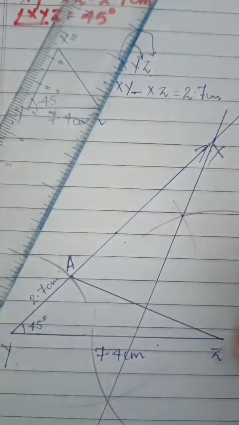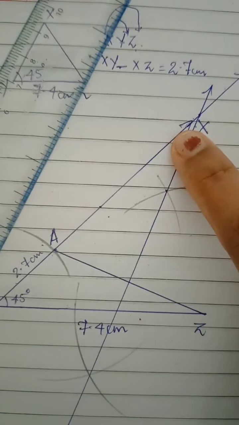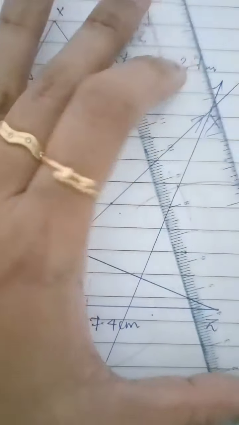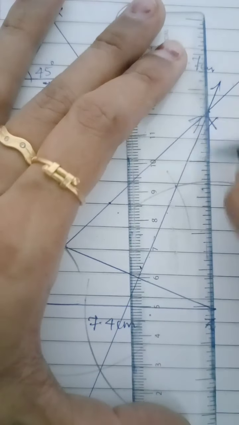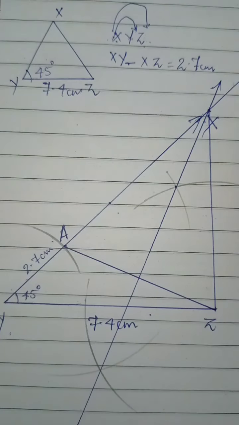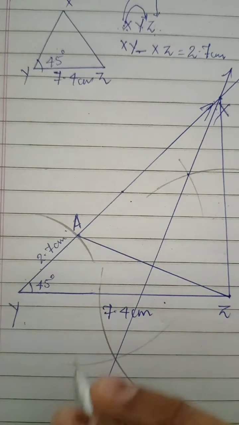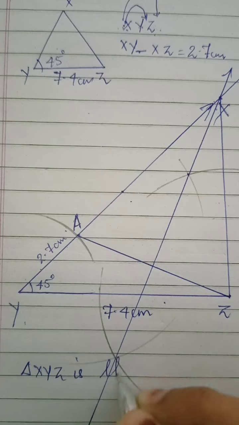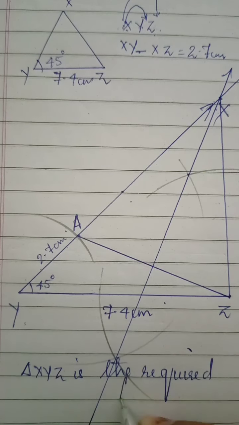X, Y, Z. Okay. This is our point X. What we got? X, Y and Z. So we have to join X and Z. Point of intersection, that is point X. Now we have our triangle XYZ ready. Write down: triangle XYZ is the required triangle.